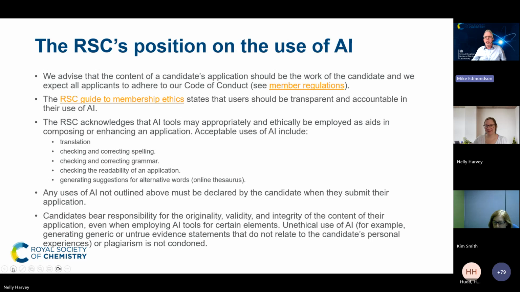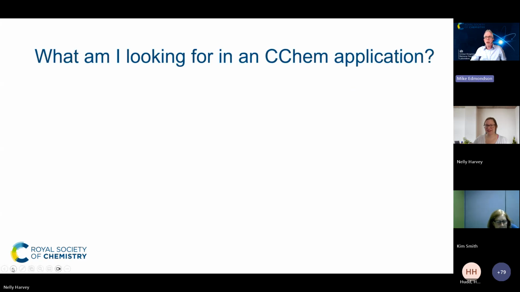So if you go to the next slide again, I think talking about AI has set me up for and given an introduction into what I look for when I'm assessing CChem applications. So if you click the next one, I'm going to gradually go through these. The first question I'll ask myself: has the candidate actually answered the question? There's a number of attributes you've got to meet.